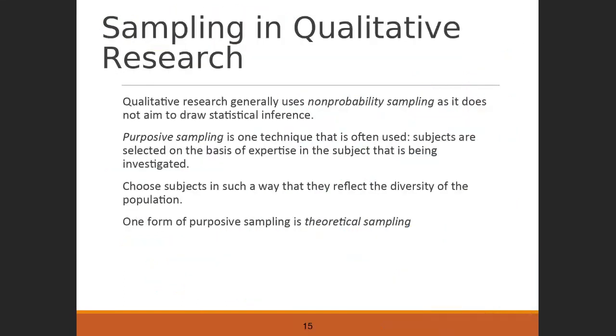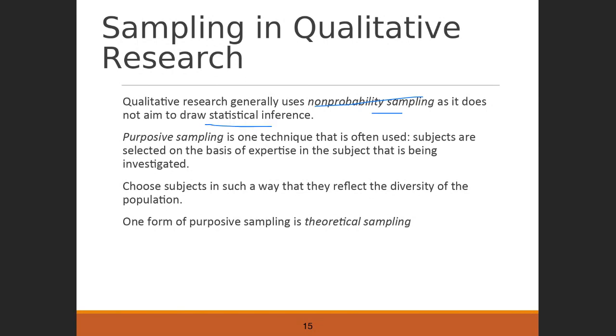Okay, lastly, sampling in qualitative research. Sampling for qualitative research is as important as sampling for quantitative research. Qualitative sampling begins with precisely defining the target population. As a sampling technique, qualitative research generally uses non-probability sampling. Why? Because it does not aim to draw statistical inference.